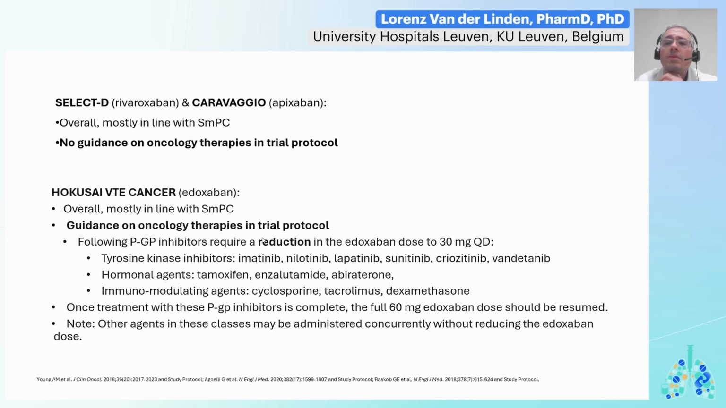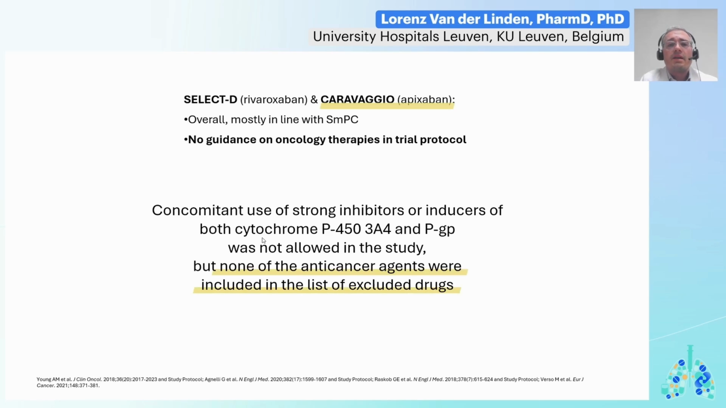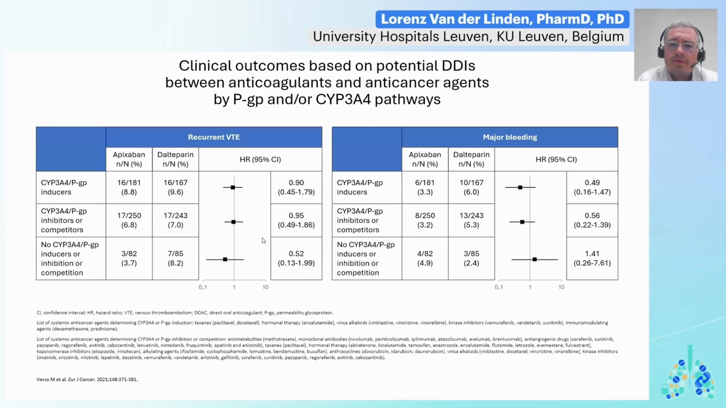But now, when we take a closer look here at Caravaggio, only selected drugs were excluded, so it's an exhaustive, limited list. And as a result, many potentially interacting agents were allowed, and these included potentially interacting cancer therapies. In a post-hoc analysis, the influence of these potentially interacting co-medications was investigated on multiple outcomes.